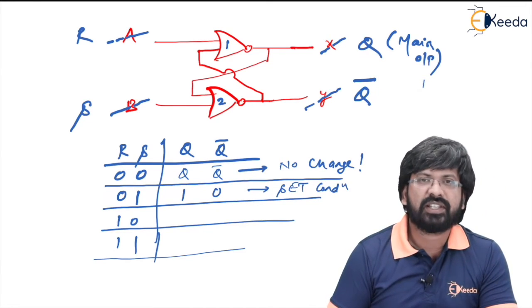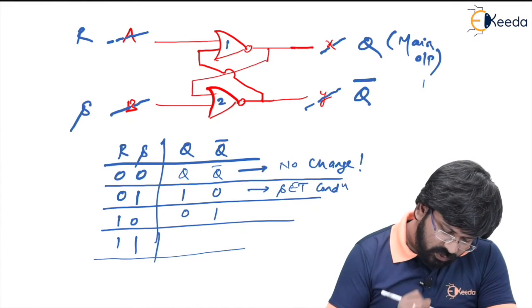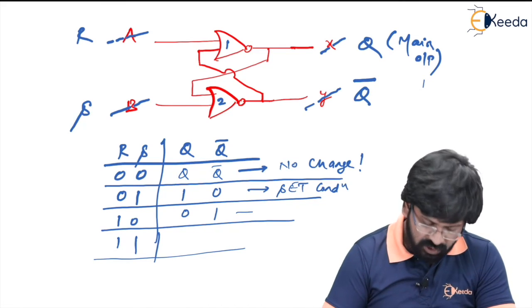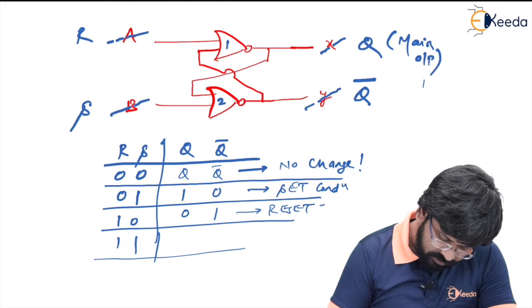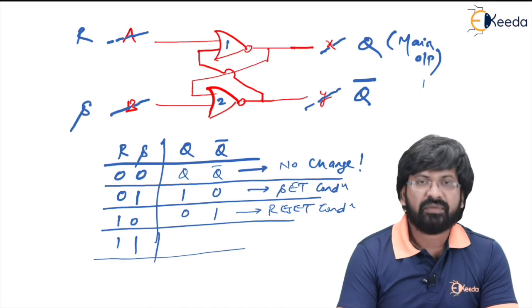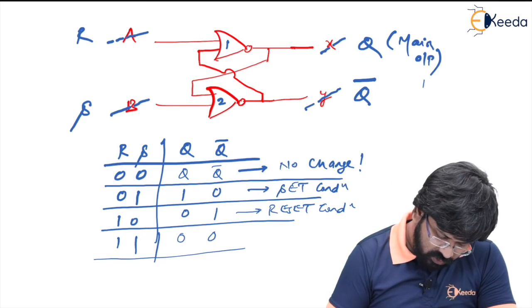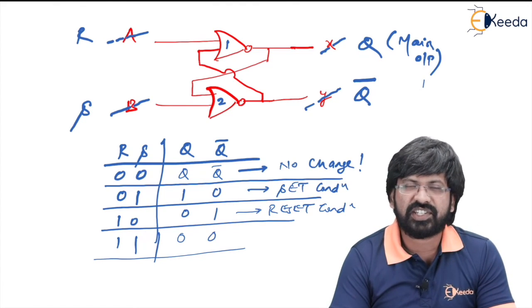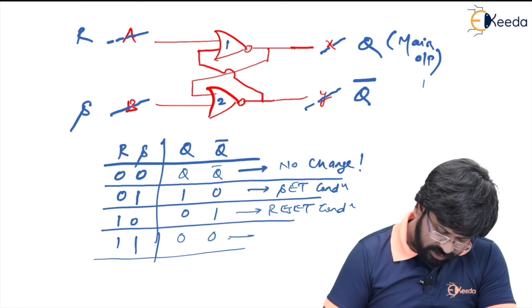For the 1 0 combination, that is case number 3, we have already observed we get 0 1 output. As you can now see, the main output is equal to 0, and since main output is equal to 0, we say this is a reset state or a reset condition. And when we applied R and S equal to 1 1, we got Q as 0 as well as Q bar equal to 0, because both the NOR gates get disabled, and in the disabled state they give you 0, that we have already seen.